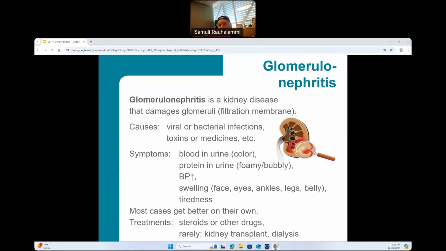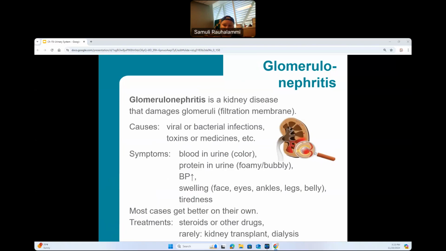This disease can be caused by a number of factors, including viral infections, such as in the case of HIV or hepatitis B or hepatitis C, or caused by bacterial infections. I think strep or staph are particularly good examples of that. Or it could be toxins or medicines that cause it. There's also lupus-related kidney inflammation that may be at play.